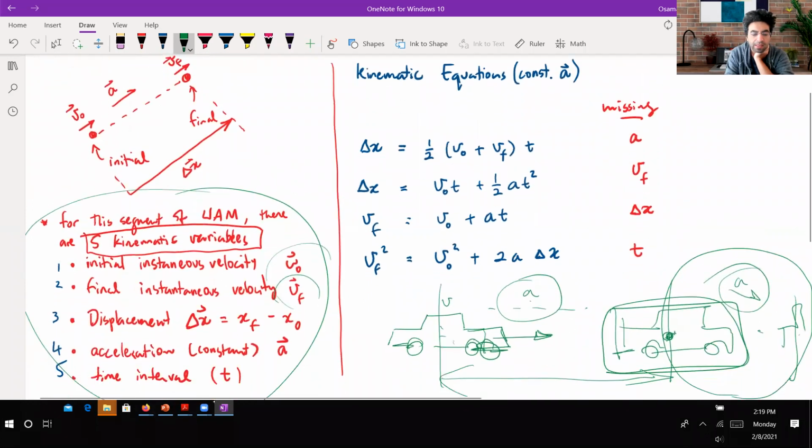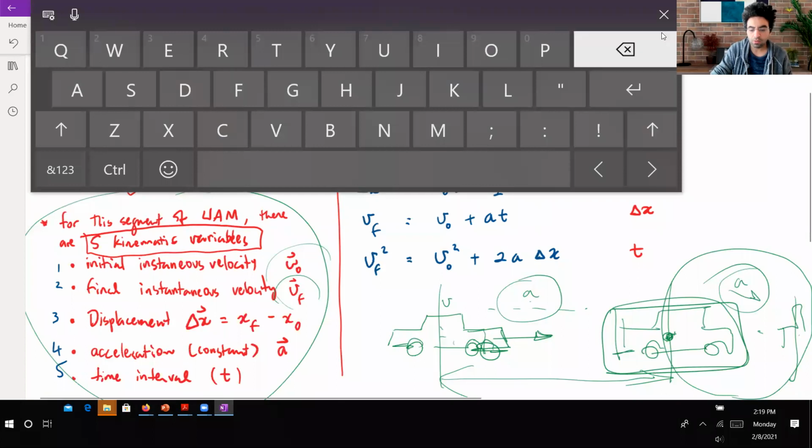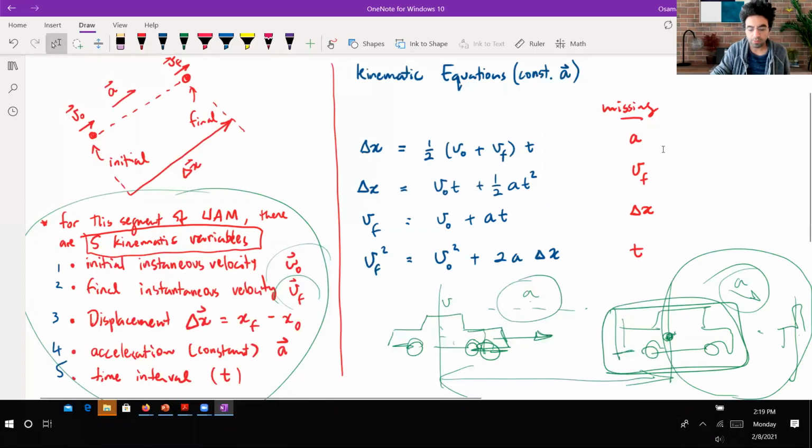But other than that, this is all you need to know to be able to solve any problem that has to do with uniform accelerated motion. You have to identify these 5 variables, and you have to identify which equation is really going to be helpful to you to find the other variable that you're missing. Okay, so I'm going fast through this because this is recorded, so you can always go back and pause, rewind, and watch another part and so on. But this is really all you need to know to be able to solve uniformly accelerated motion problems.